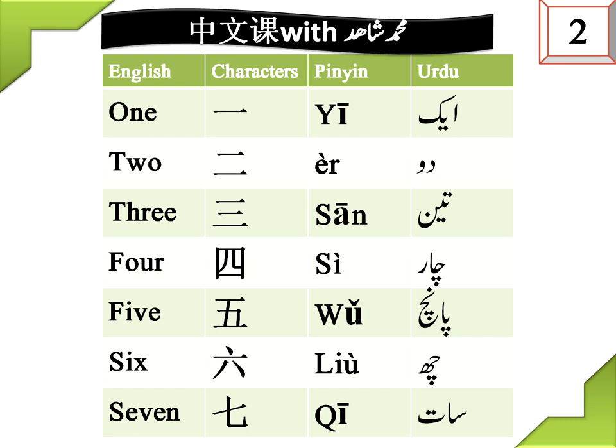So here is the table, and you can see all the four columns I divided into English characters, Pinyin, Urdu. For 1 it is yi, it means 1, ek. For 2 it is er, 2, do. San, 3, teen. Si, 4, char. Wu, 5, panch. Liu, 6. Qi, 7, saat.